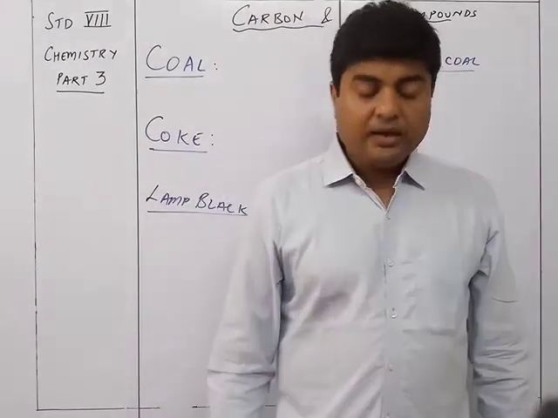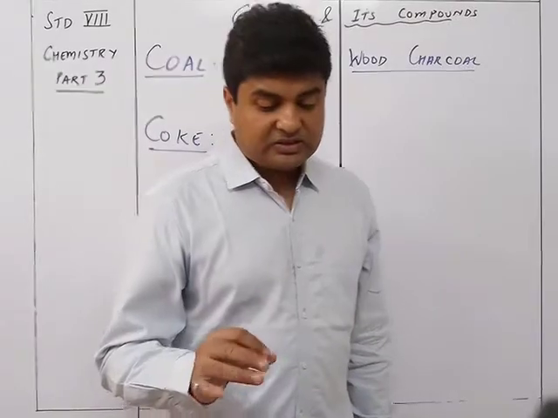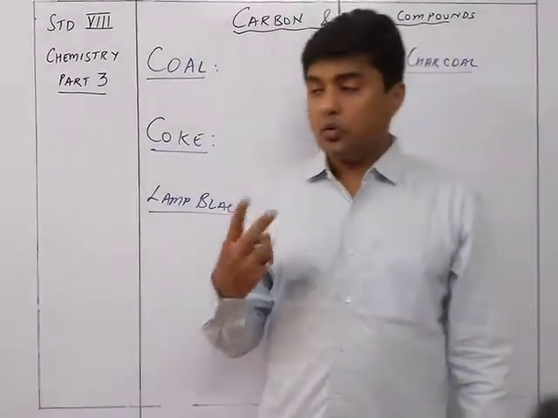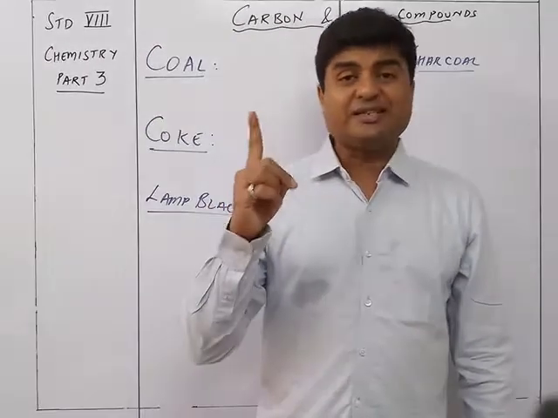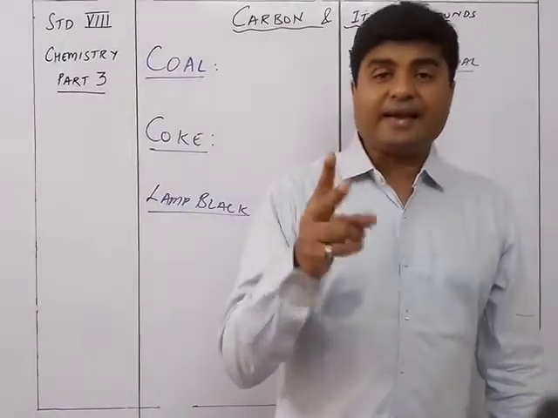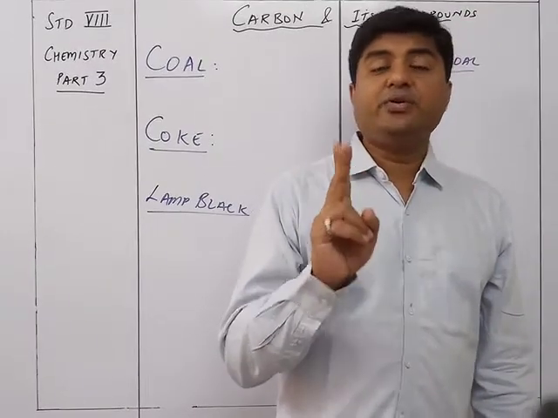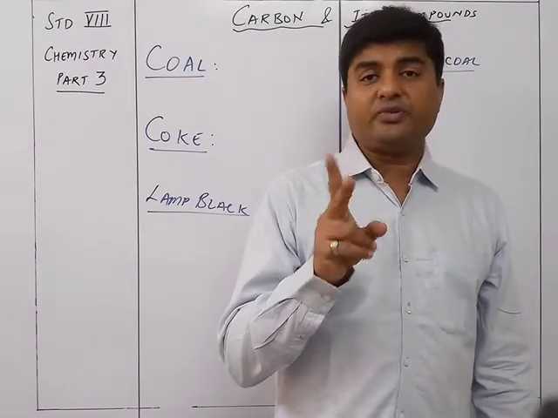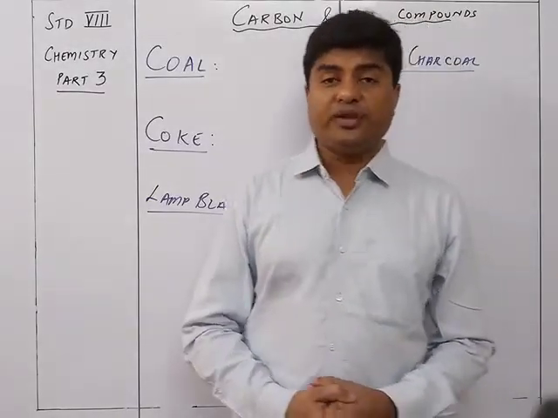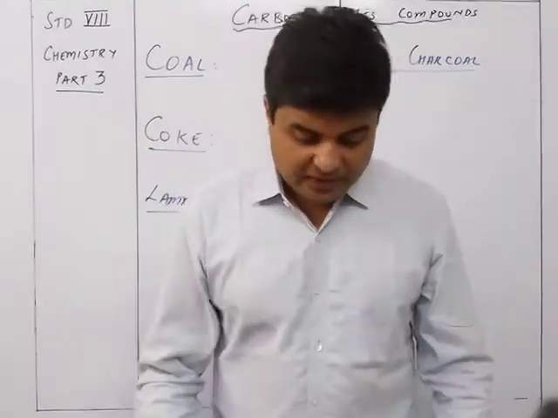So you can see that the properties of the wood charcoal are very important, because it has two main important properties. First is adsorption capacity. It has some adsorption property, and the second one is its reducing agent property. As a reducing agent, it has affinity towards oxygen, hence it is used as a reducing agent. Accordingly, what will be the uses?